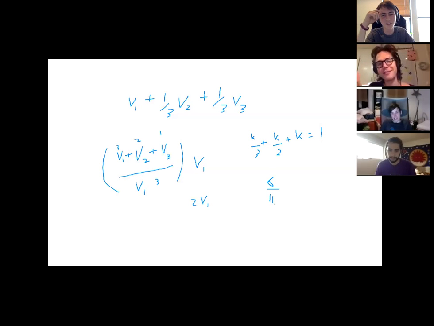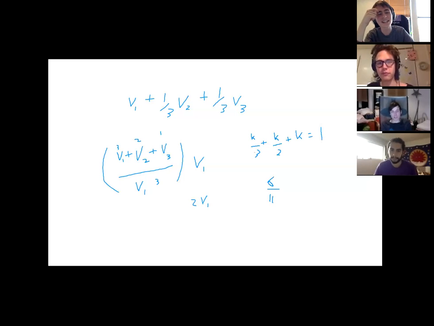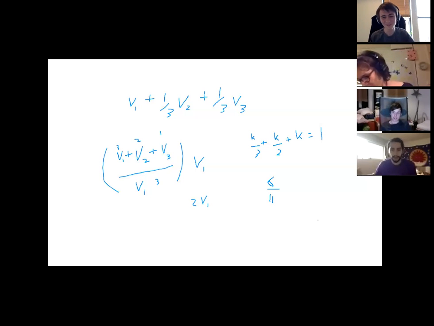Oh, no, this is wrong, guys, because you're supposed to have k divided by v3 and not k divided by 3. Oh, yeah, because this was a special case where V1 is 3 and V2 is 2 and V3 is 1. Yeah, exactly. This was a specific instance that I was trying to do. But anyway, that probably wasn't useful at all.